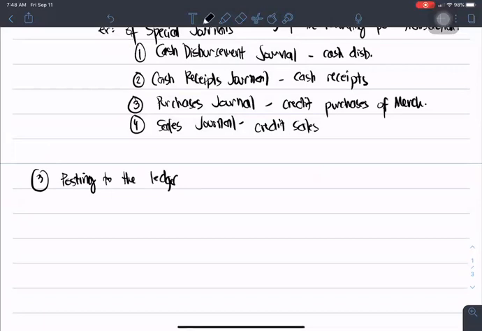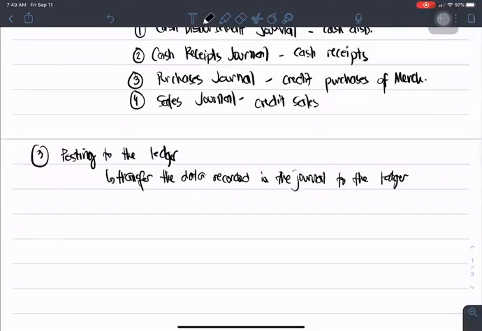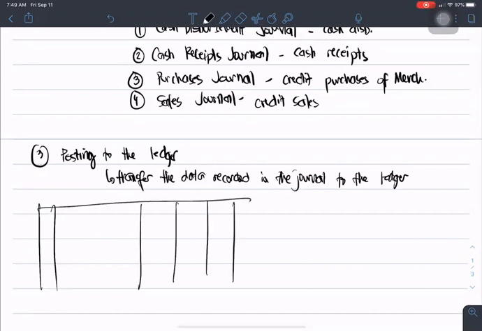Posting to the ledger. When we say posting to the ledger, we transfer the data recorded in the journal to the ledger. Okay. So let's say this is your journal. We have here your date, your transactions, your reference. We also have here your amounts for debit and for credit. Normally journals look like that.